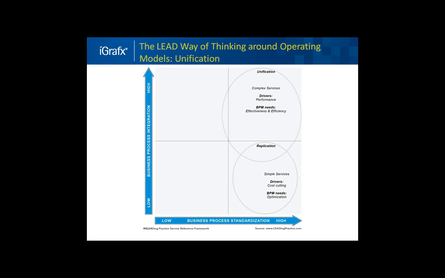And obviously standardization. From a unification perspective, it starts to become more complex services because they need to have a high level of integration and a high level of standardization. In this case, my drivers are performance. This is very good because Lean and Six Sigma and TQM and business process reengineering or business process engineering or value engineering, lots of good methods are around. They look at in the BPM need is effectiveness and efficiency.